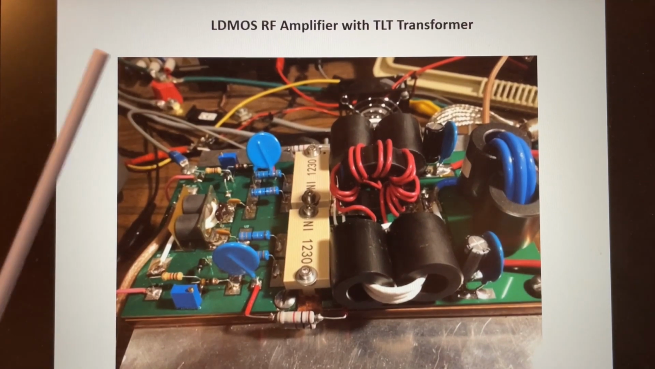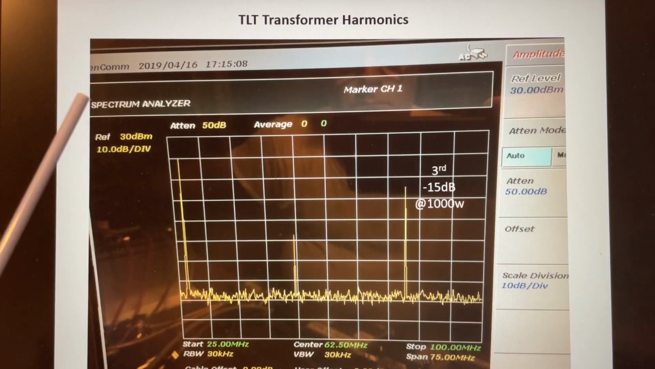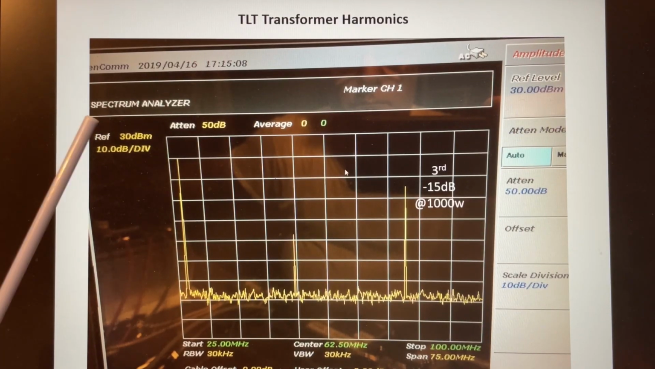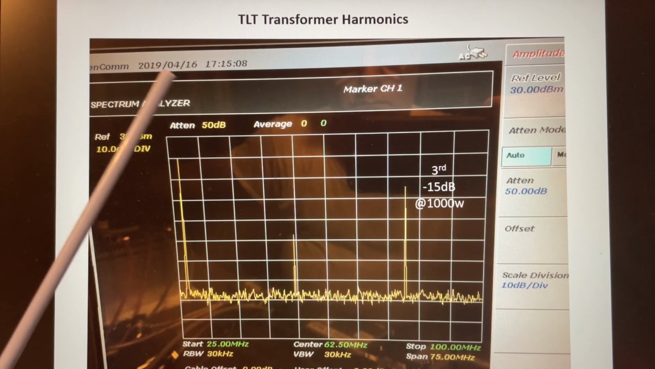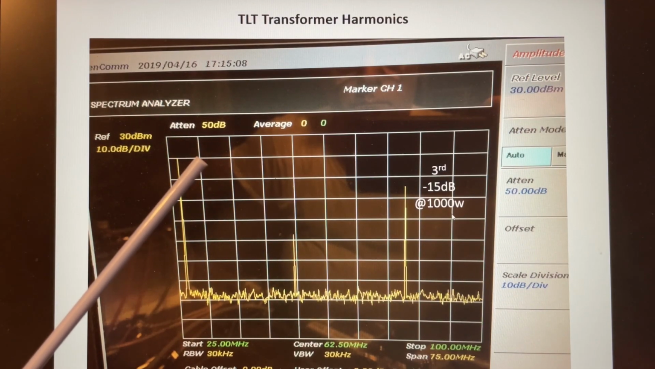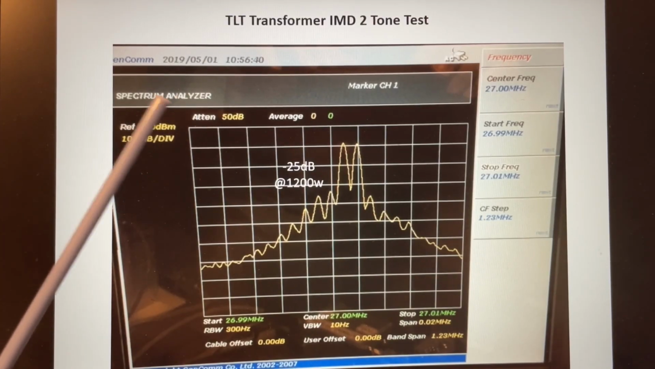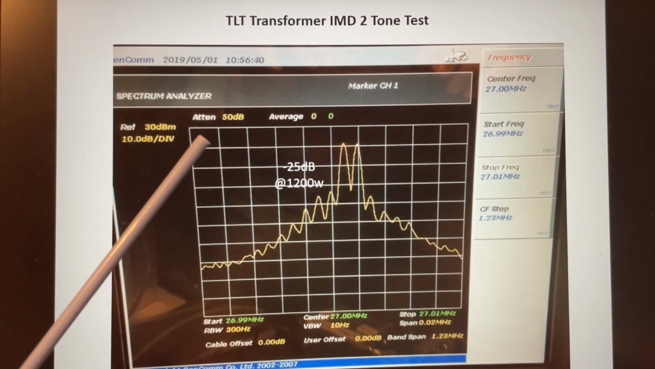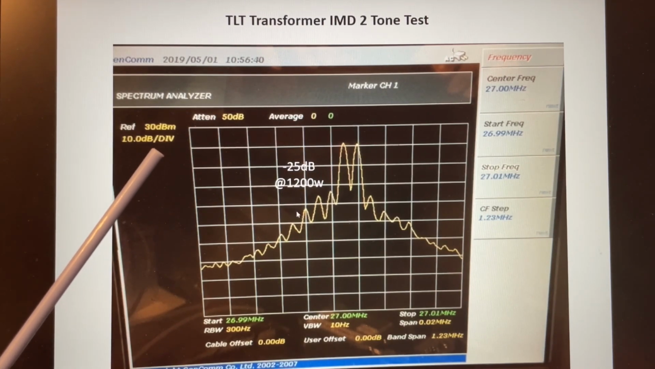So that's my board, and I benchmarked this to see how it compared. So let's take a look. Here is the board on the spectrum analyzer at 1,000 watts. And basically the worst case frequency was the third harmonic, and I'm at minus 15 dB at 1,000 watts. Okay, and then we also took a look at the intermodulation distortion, or what's typically called IMD, and we were at minus 25 at 1,200 watts.